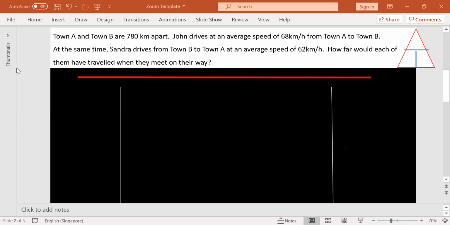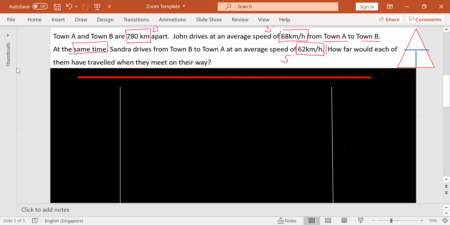Town A and Town B are 780 kilometers apart. This is distance information. Next sentence says, John drives at an average speed of 68 kilometers per hour. This is information on speed from town A to town B. Next sentence says, at the same time. Now, this is also important information because they are traveling at the same time together. Sandra drives from town B to town A at an average speed of 62 kilometers per hour. This is also speed information.